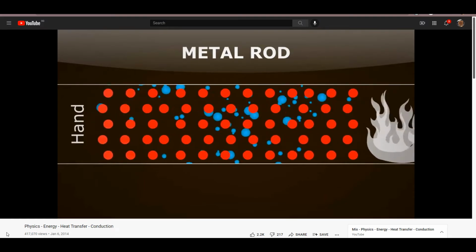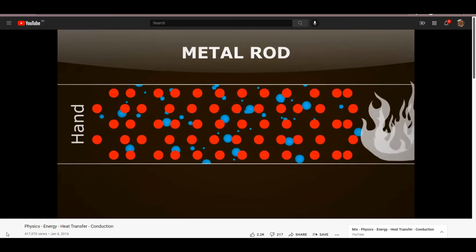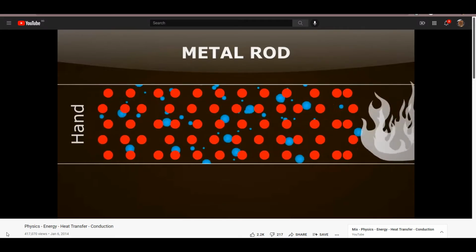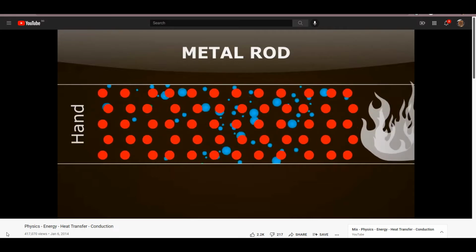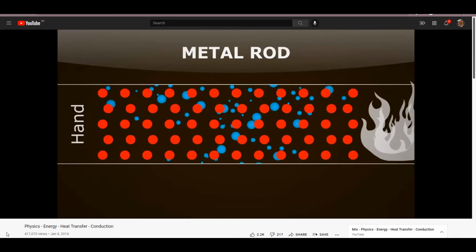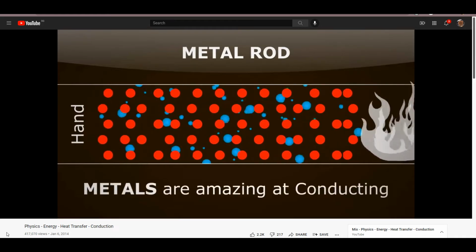They can bump into all the ions throughout the metal, so they can gain heat from the hot end and race straight down and bump into an atom at the cold end, therefore spreading the heat through the metal much, much quicker. This is why metals are so amazing at conducting.